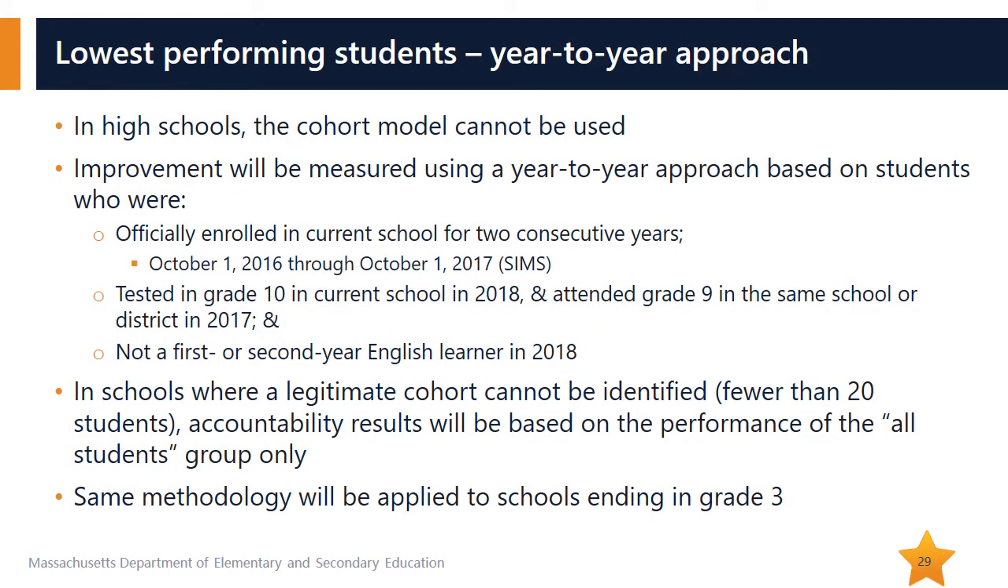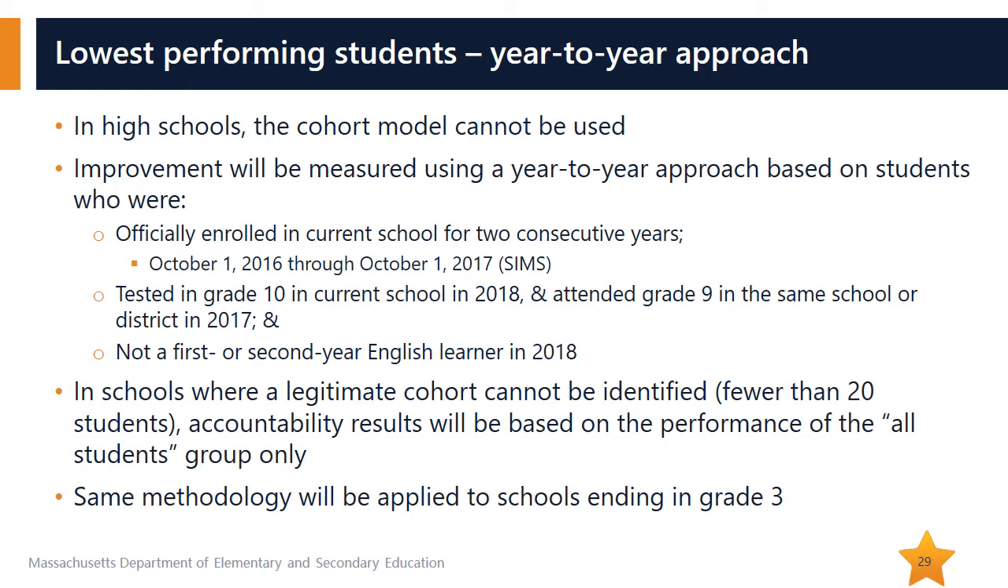The cohort approach will not work for all schools, including high schools and schools that end in grade 3. So in instances where it will not work, the department will use a year-to-year approach. In the year-to-year approach, students will be eligible for inclusion in the lowest performing students group if they have been enrolled in the school for 2 consecutive years according to SIMS data, and if they were tested in the same school in the current year.